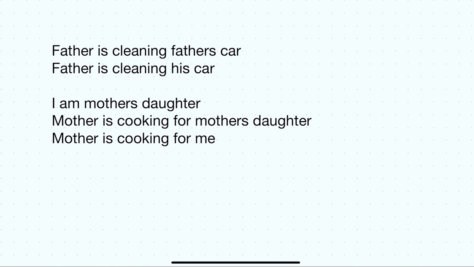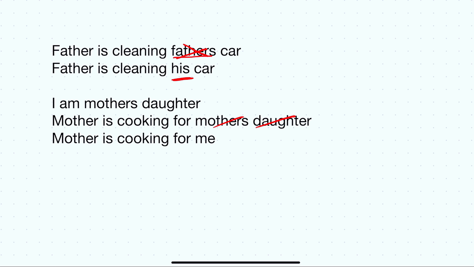For instance, if I had the sentence, father is cleaning father's car, I can replace father's in this instance with a pronoun, his. Same thing, if I am mother's daughter and mother is cooking for mother's daughter, I can replace mother's daughter with me.